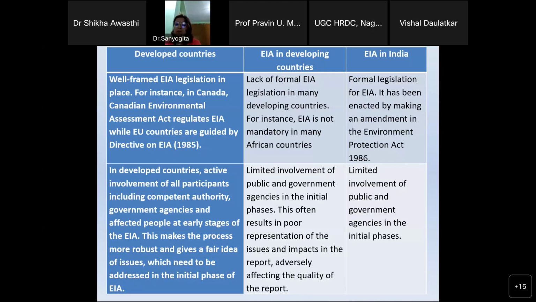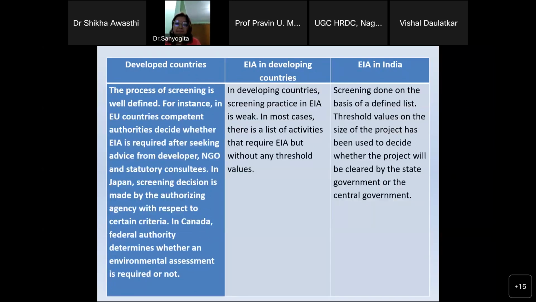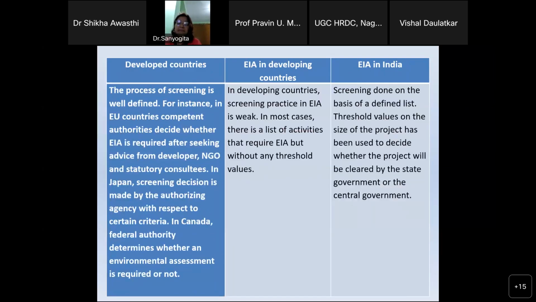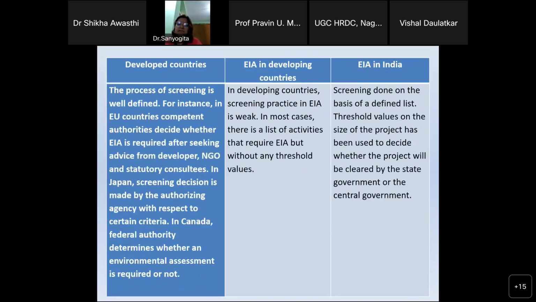So the overview is that the developed countries are regulating the EIA very properly, and it is also giving monitoring and surveillance during the project and after the project, whereas India is also in that race to achieve the successful implementation of the management plan, as well as to go with post management effects.